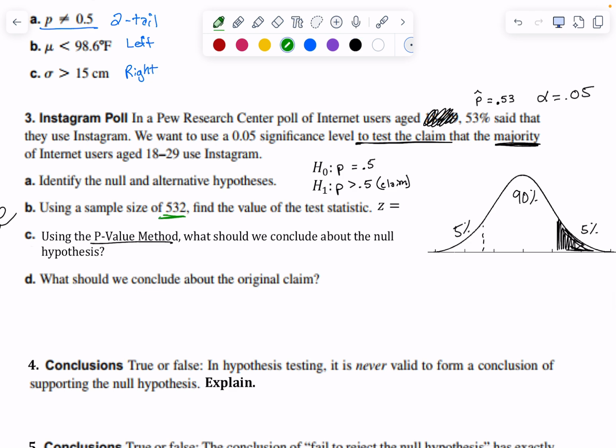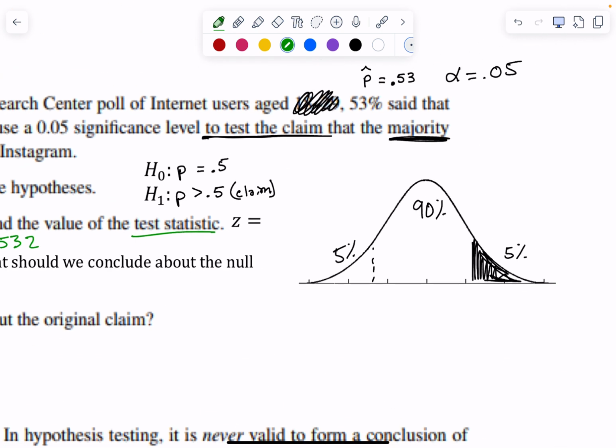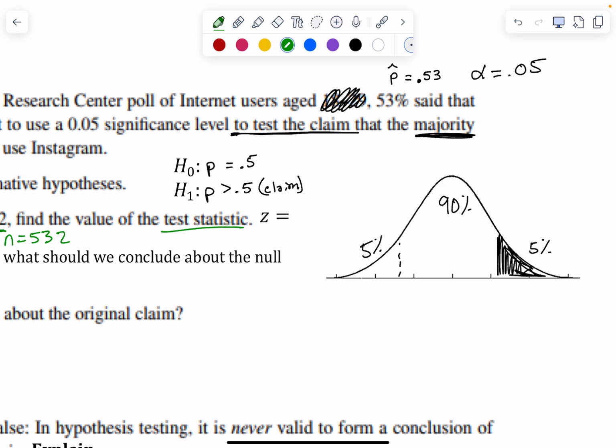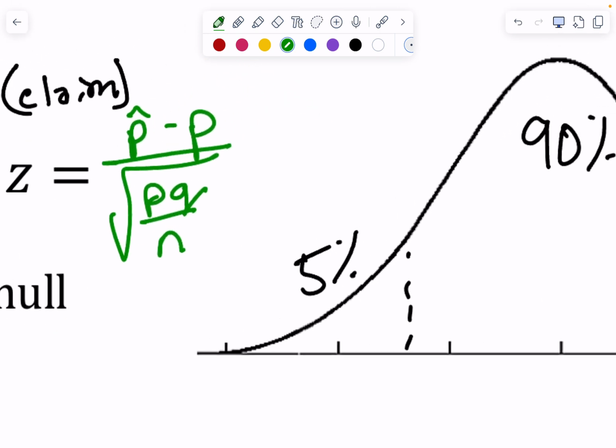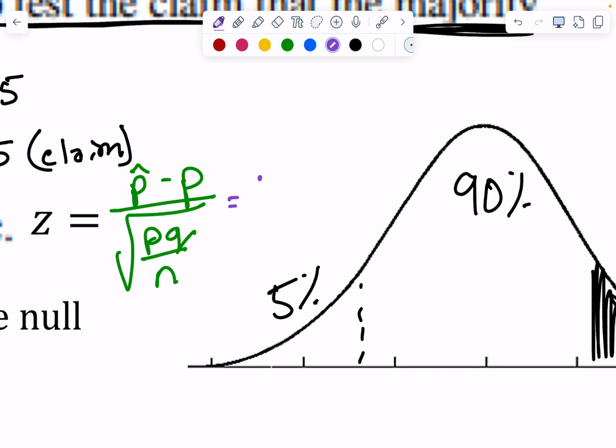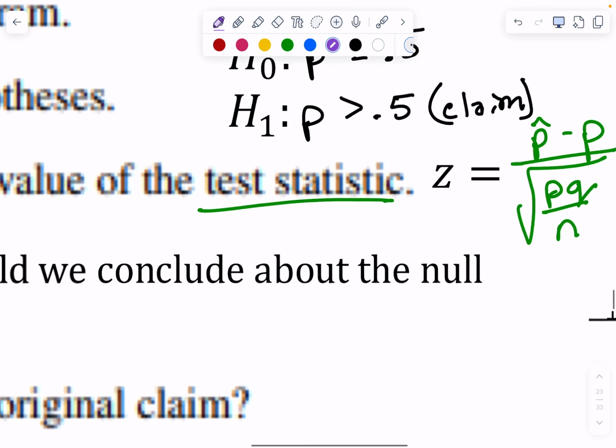I'm on part B. Oh, identify the null and alternate hypothesis. We did that on A. B, N is 532. Find the value of the test statistic. Do you have the formula for that? Which row are we on the yellow sheet that you just filled in? Second. We're on p-value, right? Okay, so we're on row 2, but the formula is p hat minus p over the square root of pq over n, right? Okay, so then we just plop numbers in. P hat was 0.53 minus 0.5 over the square root of 0.5 times 0.5 over 532.